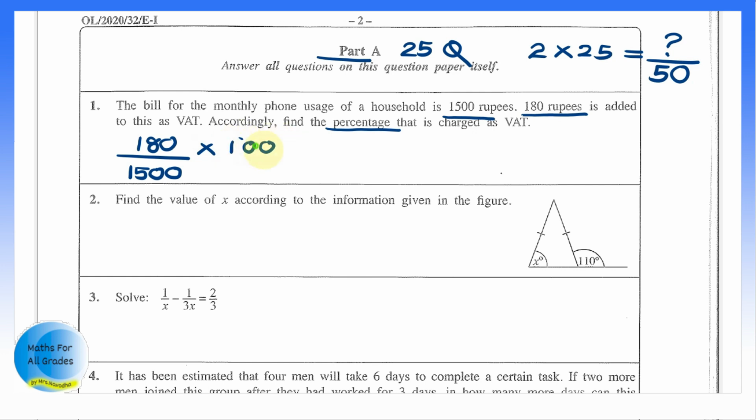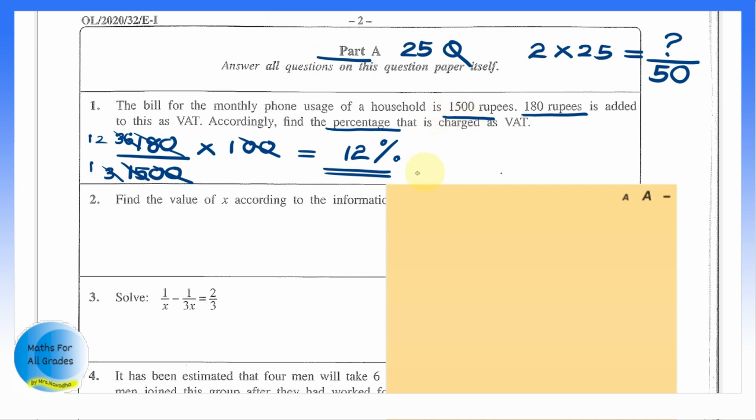Let's solve this. Two zeros are cancelling out. How many fives are there in 15? There are 3. For 180, there are 36 fives. 3 times 1, 3 times 12. So the answer is 12%. Now, if you don't get this question, don't worry, I'll explain it.